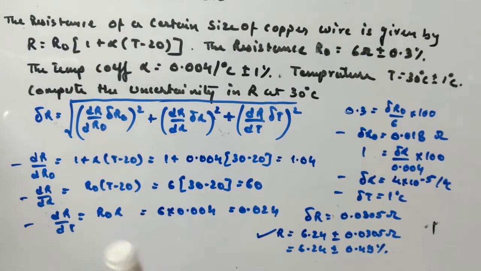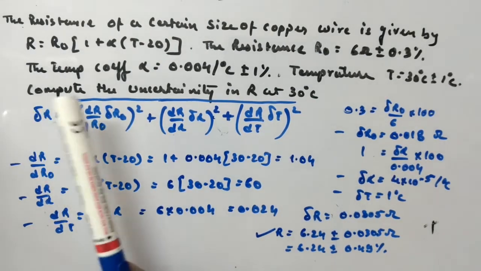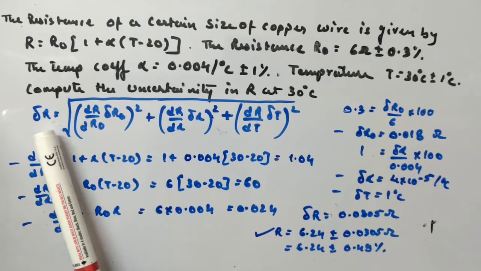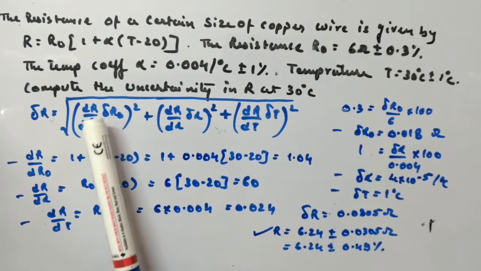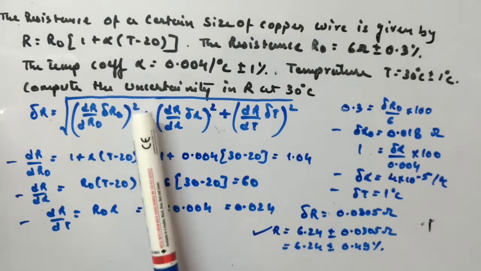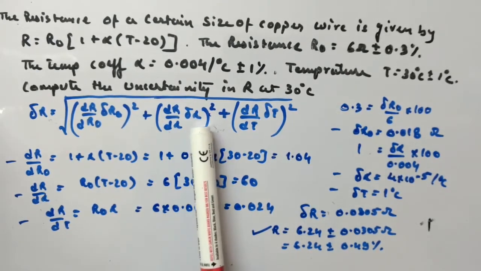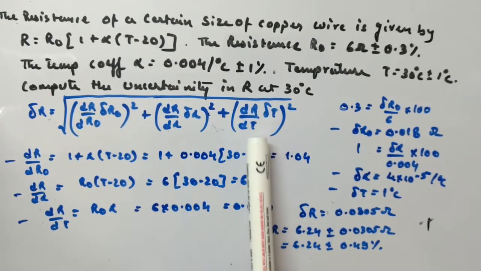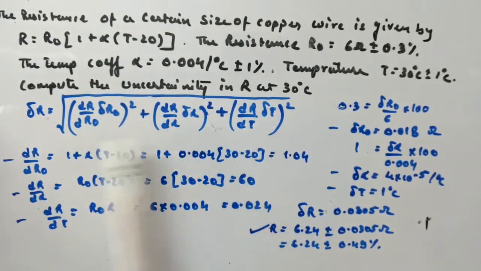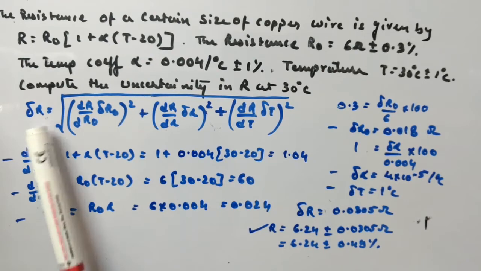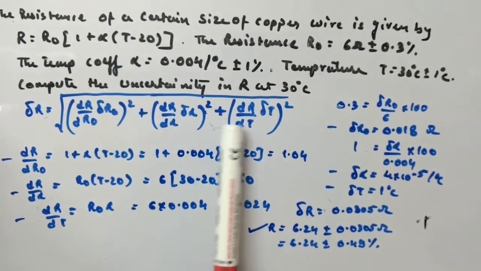Okay, let's look at the solution. So we know the uncertainty in R can be calculated like this: under root, dR by dR0, partial derivative of R with respect to R0, del R0 whole square, plus dR by d alpha, del alpha whole square, plus dR by dT, del T whole square, under root. Okay, so this is the uncertainty in R. So you need all the 6 terms.